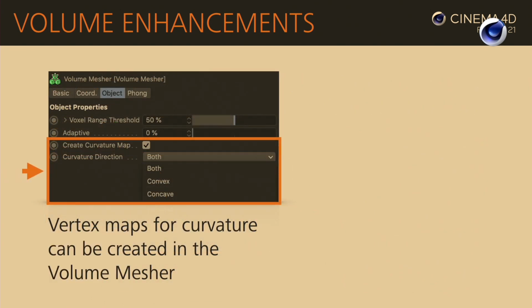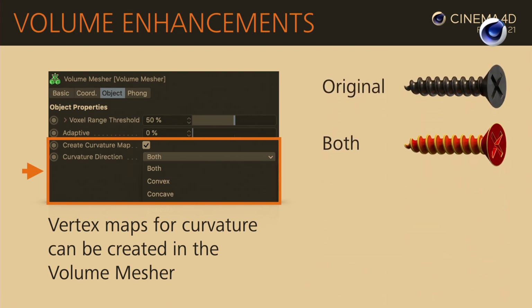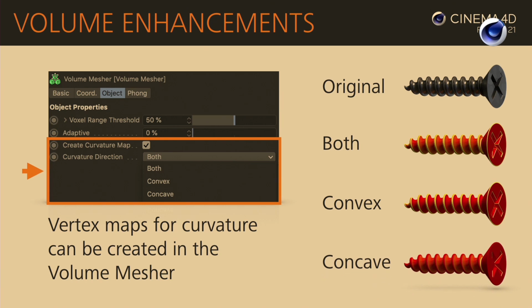We have vertex maps for curvature, and it is automatically created for you. So this is the original model. If you activate the function both, then you have everything that's exposed and everything that's inset. It's like convex, concave. Here you have convex, everything that's outside, and here you have concave. And you could use this, for example, for scratches. You can use the vertex map for scratches on the outside, so only the scratches appear where everything is yellow. But to paint this would also take very long, and Volume Builder does it for you.